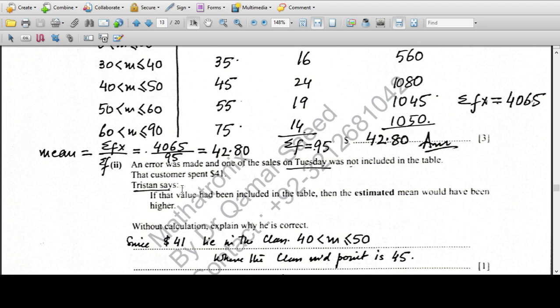An error was made and one of the sales on Tuesday was not included in the table. Suppose the sale not included was for a customer who spent $41. Tristan says that if the value had been included in the table, then the estimated mean would have been higher. Without calculation, explain why he is correct.